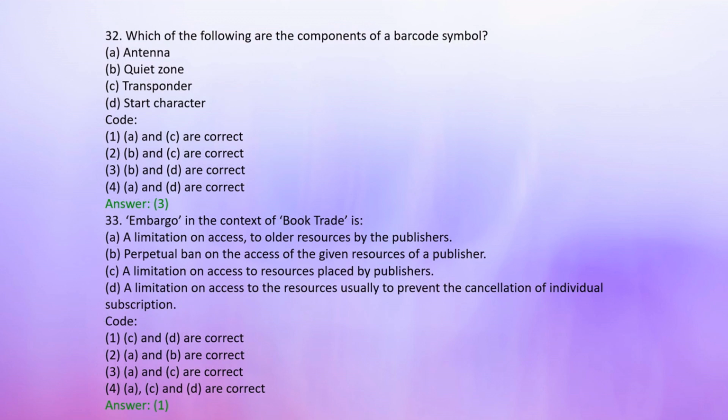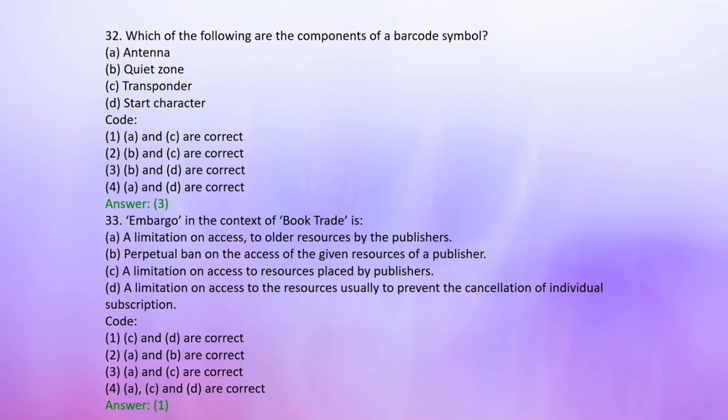Number 32, which of the following are the components of barcode symbol? A, antenna. B, quiet zone. C, transponder. And D, start character. Options: 1, A and C are correct. 2, B and C are correct. 3, B and D are correct. And 4, A and D are correct. Correct answer is 3, means B and D are correct.